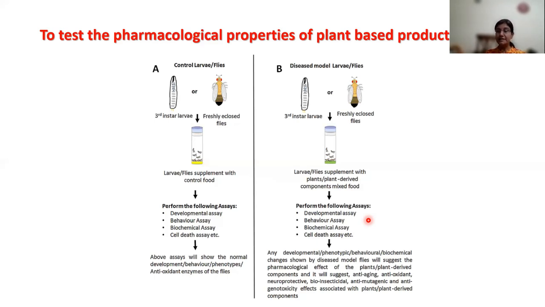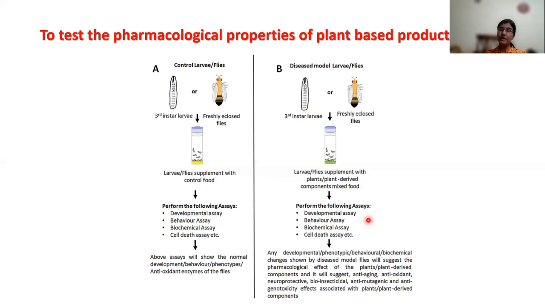Flies or the larvae can be supplemented with the desired plant-derived components mixed with their regular food, and the extension in the survival will suggest the life extension activity of that component. Several research reports have been published for wheatgrass, curcumin, and apple even, and it has been seen that extracts of all these plants increase the survival and the health span in the flies.